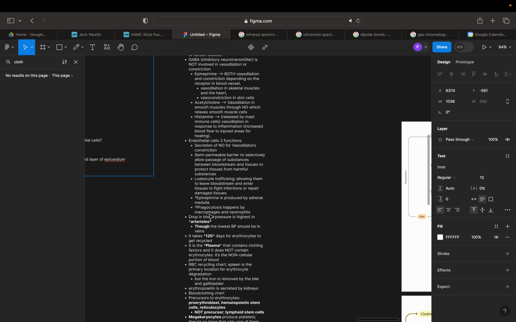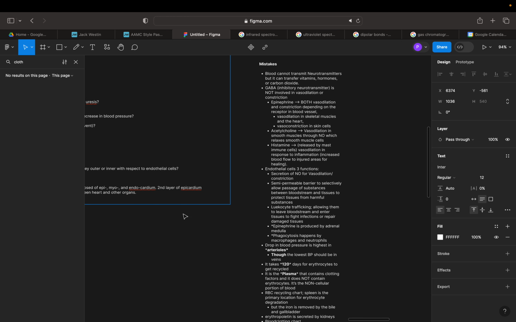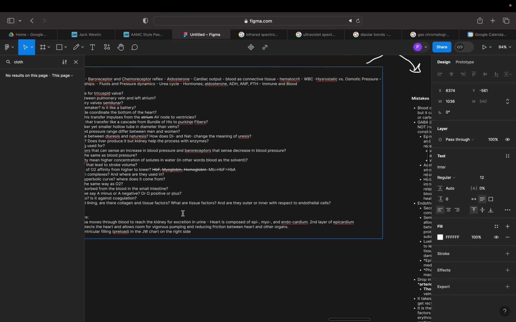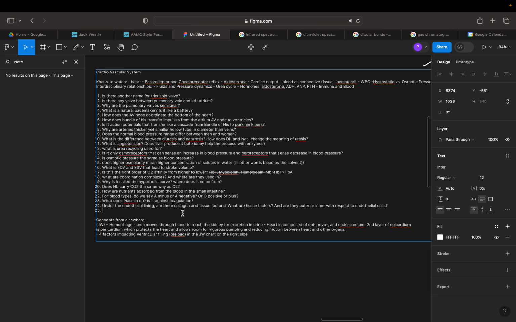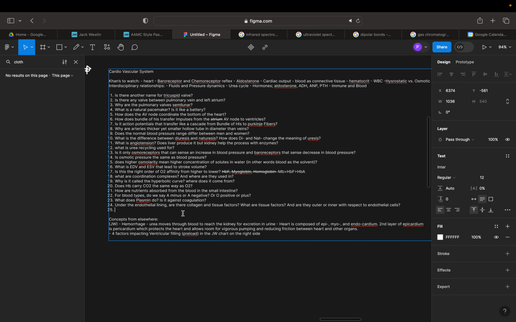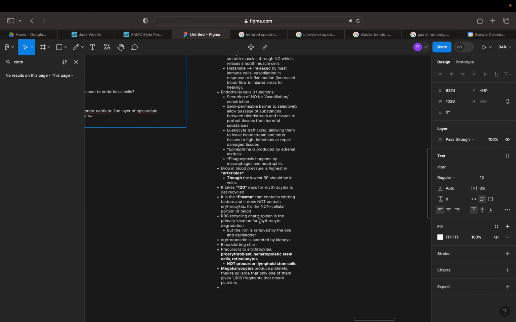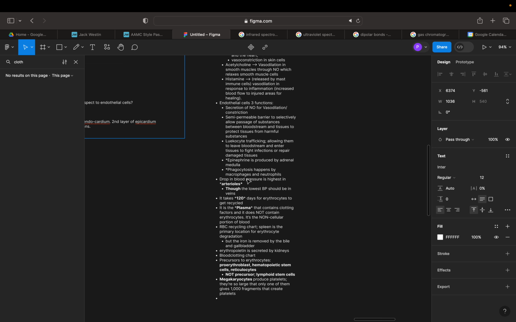Phagocytosis happens by macrophages and neutrophils. Oh yes, so we have monocytes as macrophages and neutrophils. So let's write it here too. By macrophages.